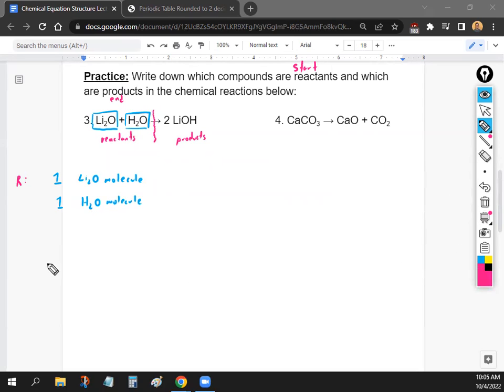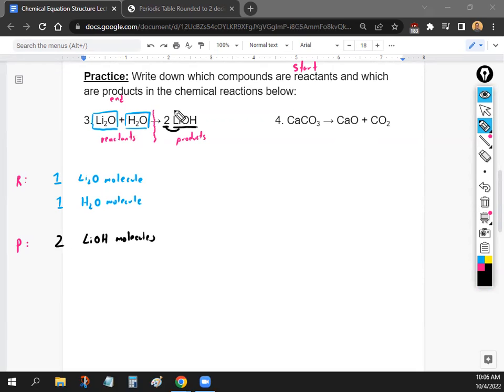All right, let's move on to the right side of the arrow. The right side of the arrow we said are the products. And if you look at the products, there's a molecule right here, LiOH. But if you guys take a look at the formula, there's a number 2. There's a big 2 in front of LiOH. That tells us that we have 2 LiOH molecules. Okay.